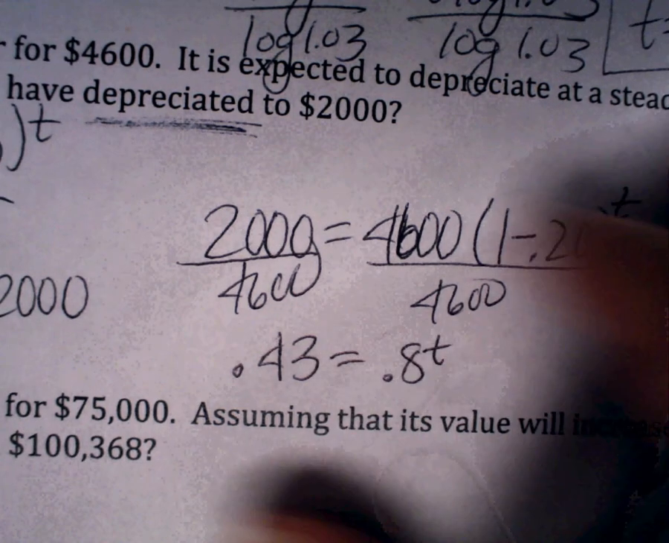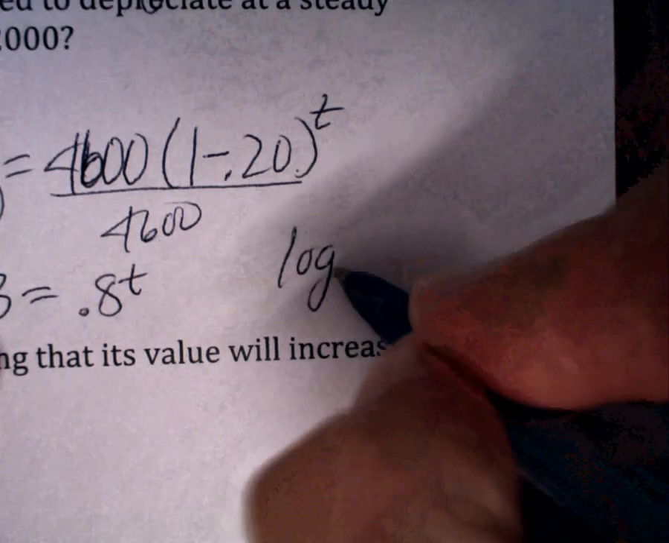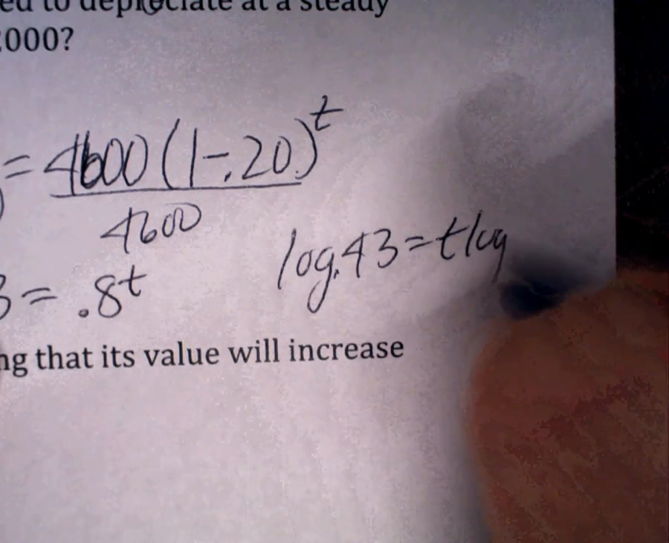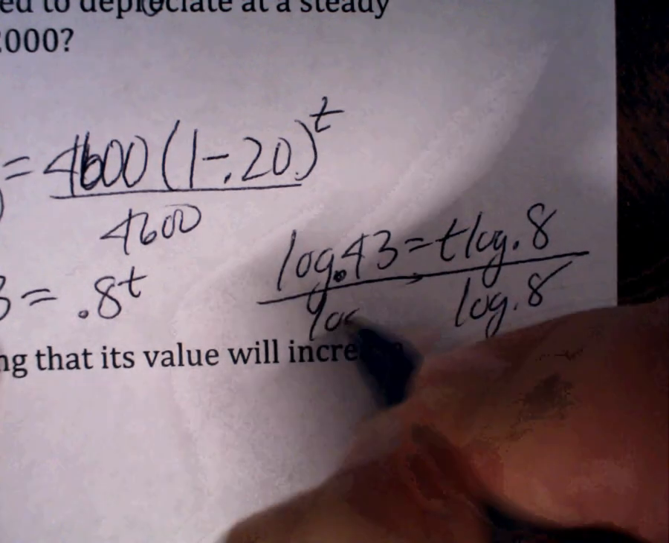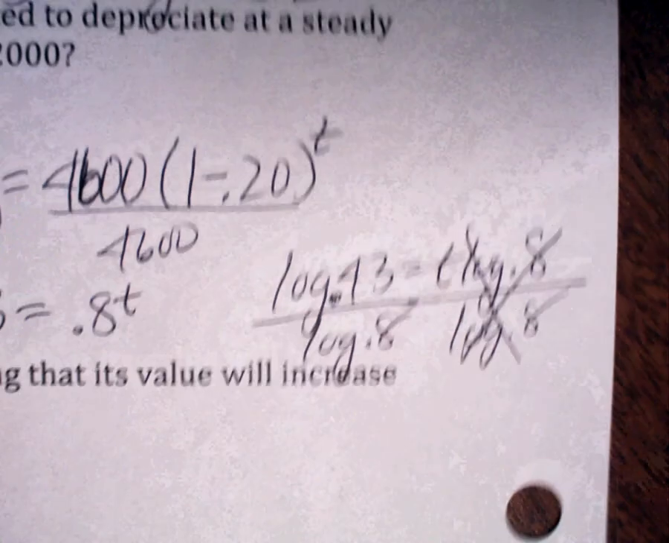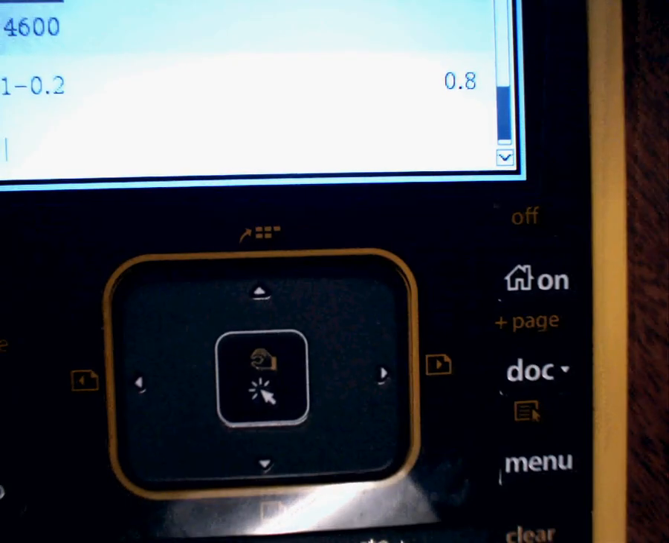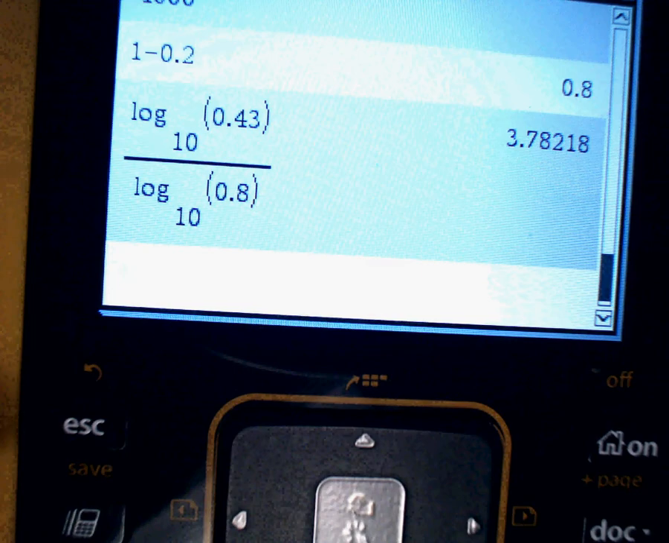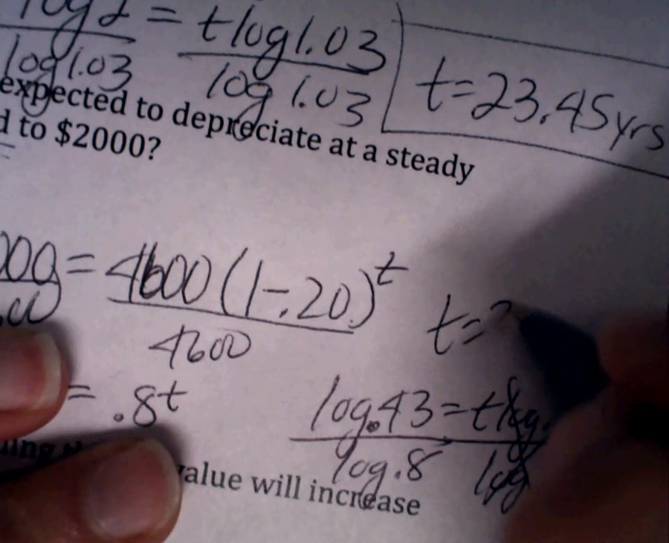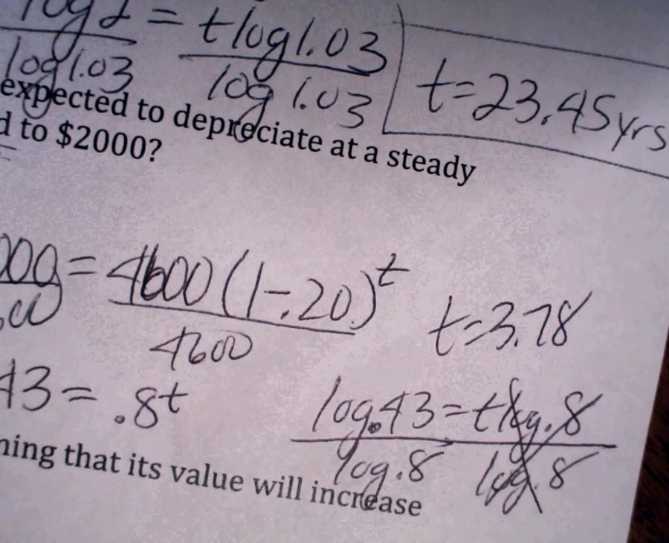And if it's exponential, you're going to have to log both sides. So I'm going to do log 0.43 equals t log 0.8. So I divide by log 0.8. So I go to my calculator, log 0.43 divided by log 0.8. Oops, that's not 8. There we go. 3.78. t equals 3.78.